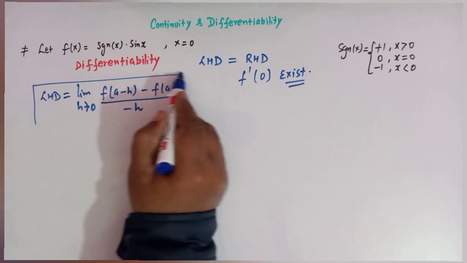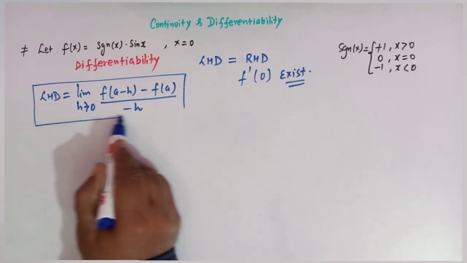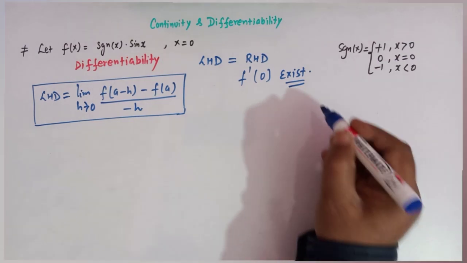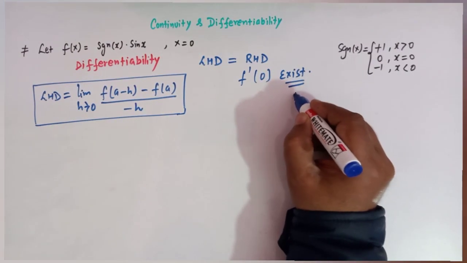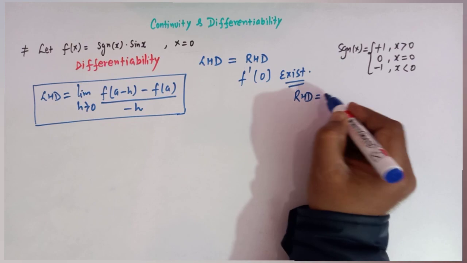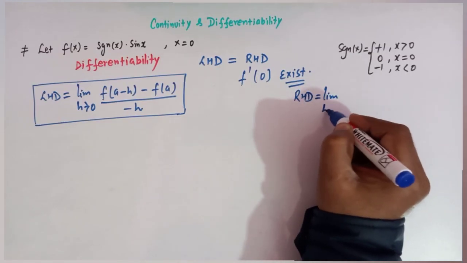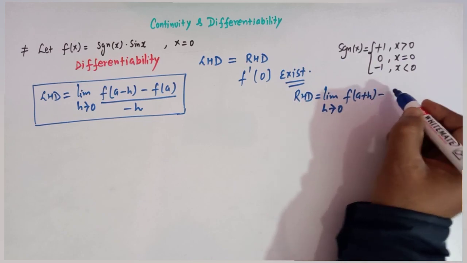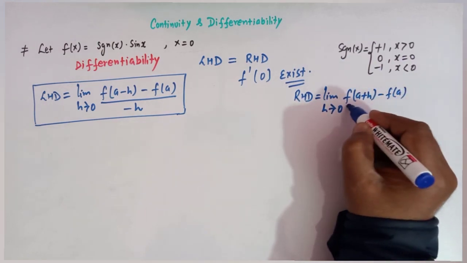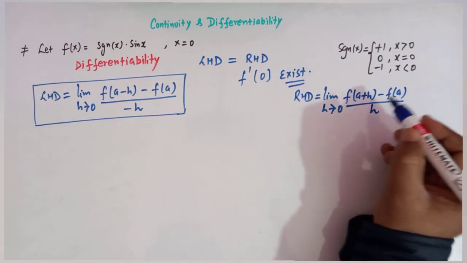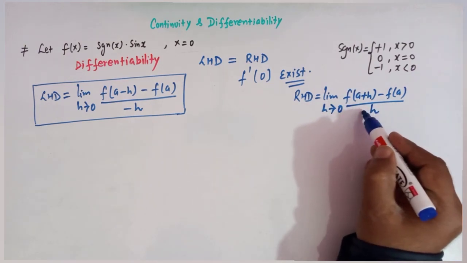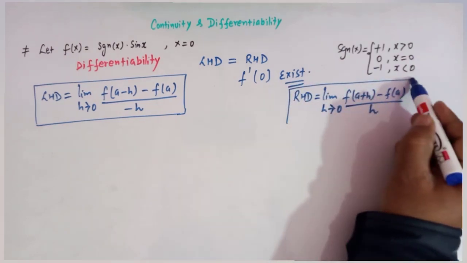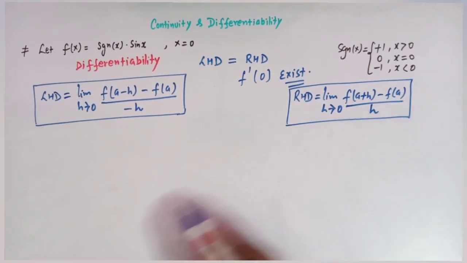Always remember that this is the definition of left hand derivative. And the definition of right hand derivative is given by the limit h tends to 0 of f of a plus h minus f of a, divided by h. In this case we have the positive h. So this is the definition of right hand derivative.